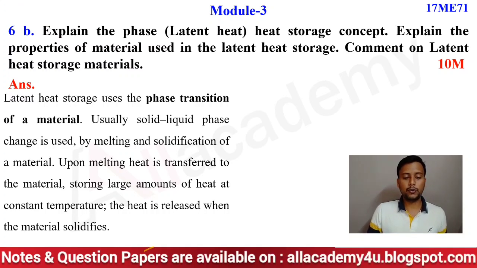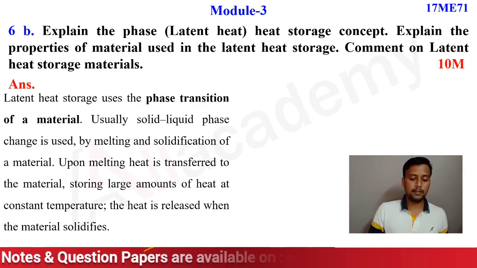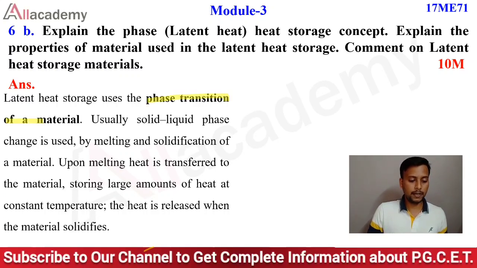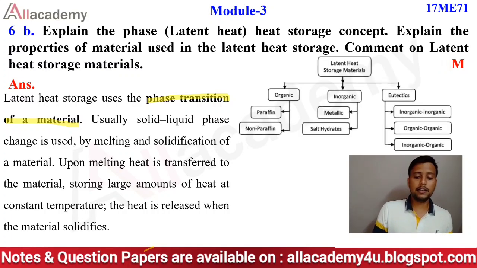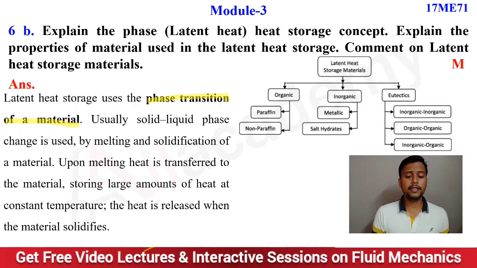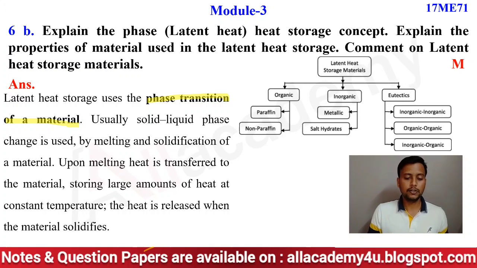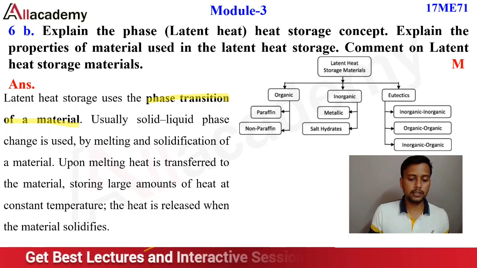So latent heat storage uses the phase transition of a material. You need to explain how this phase transition takes place. That you have to explain. Then there are different latent heat storage materials. One is organic, inorganic, and the next one is eutectics. So again there are subcategories. If you have drawn these categories, then that will be more advantageous.